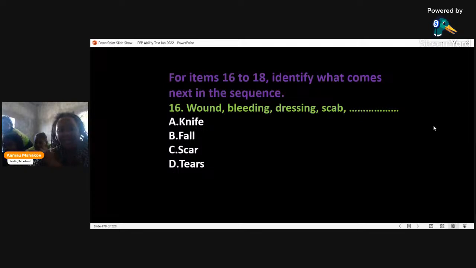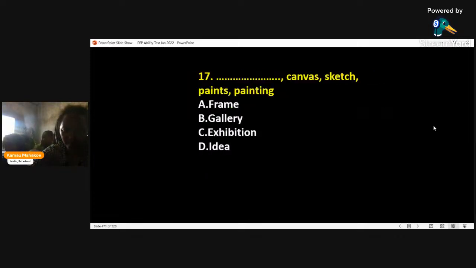All right, which comes next in the sequence? You have the wound, bleeding, dressing, scab. Scar. After the scab forms and it comes off, you'll have the scar, right? What comes before canvas? Then the sketch, then the paints, then the painting. Frame. You frame the canvas before you paint. No. The idea. You have to have the idea.